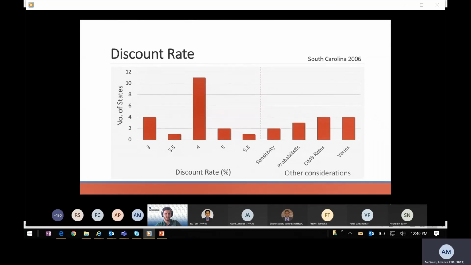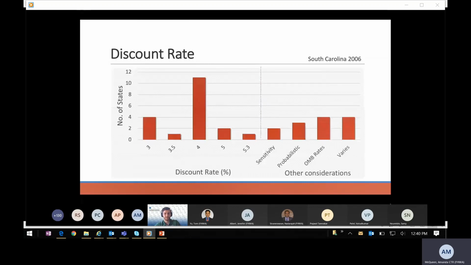Now, probabilistic approaches are often best suited for conducting an LCCA when there is some inherent uncertainty in the variables. And I'll explain more later about deterministic versus probabilistic approaches. However, basically what this data from South Carolina 2006 reflects are various listed discount rates used in LCCA, with the majority chosen to be 4%, which isn't unusual by any means, and other considerations such as how many states conduct sensitivity analyses and probabilistic approaches to examine their chosen discount rates and account for uncertainty.